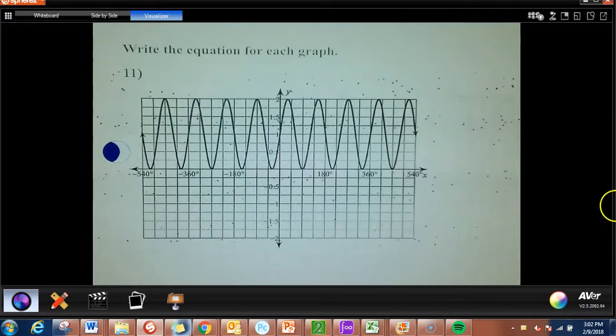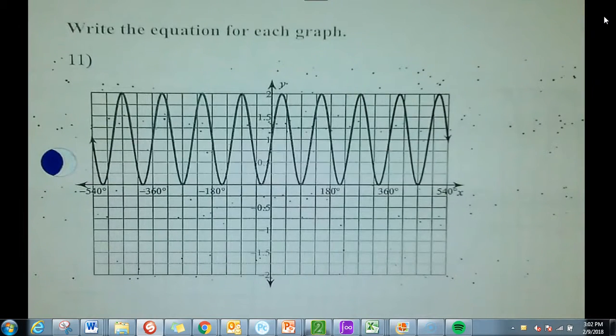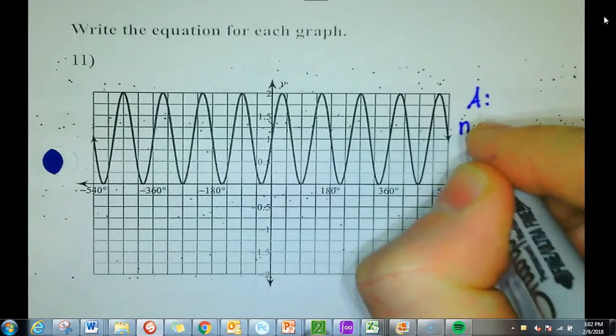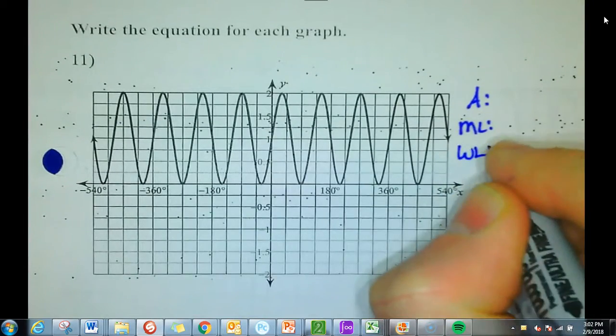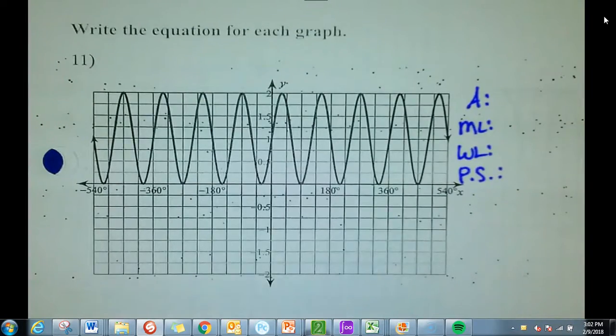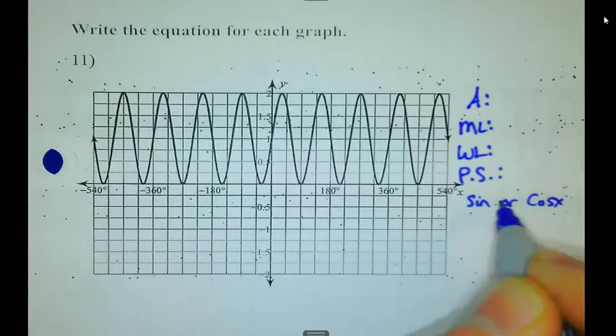Alright, so in this video I want to talk about how to take a sine or cosine function and determine what the amplitude is, determine what the midline is, determine what the wavelength is, and determine if there's a phase shift. The last thing is to determine if it's a sine or cosine function.